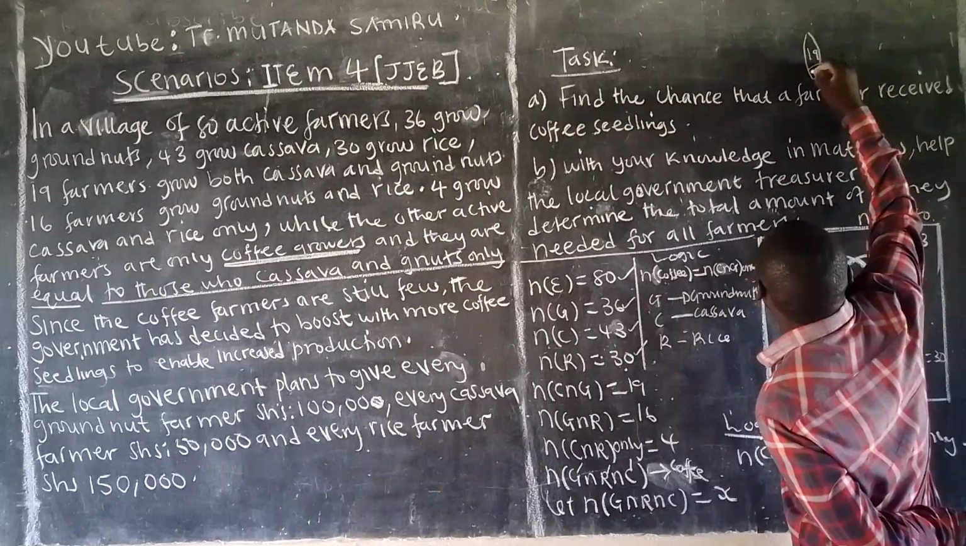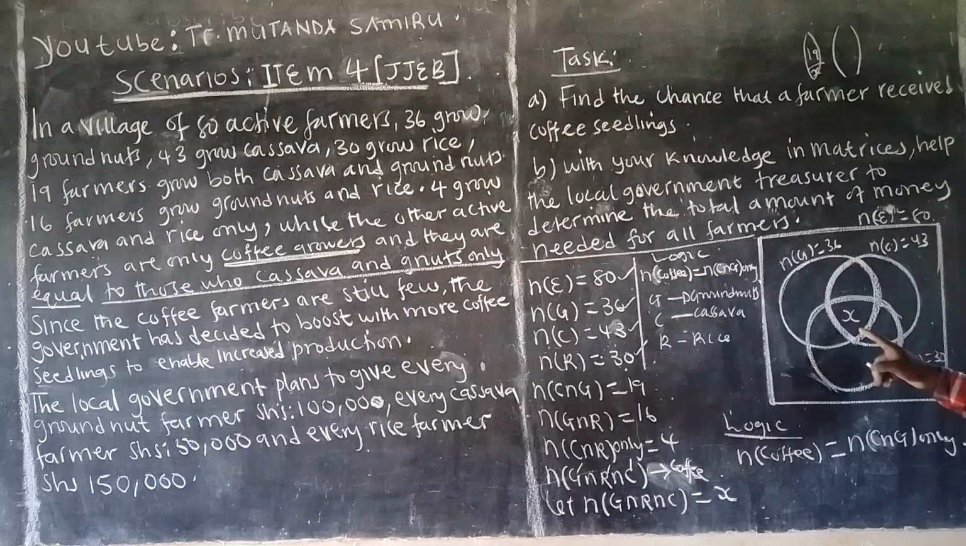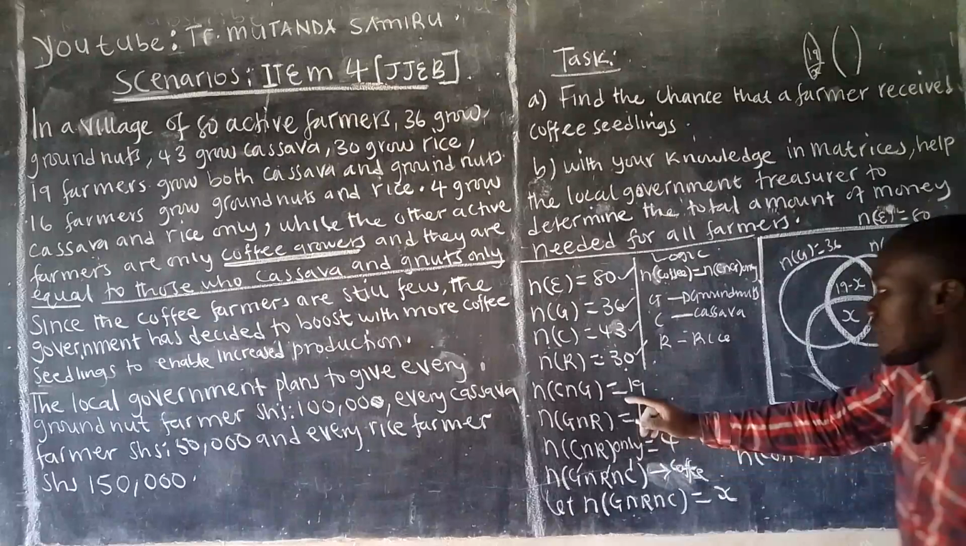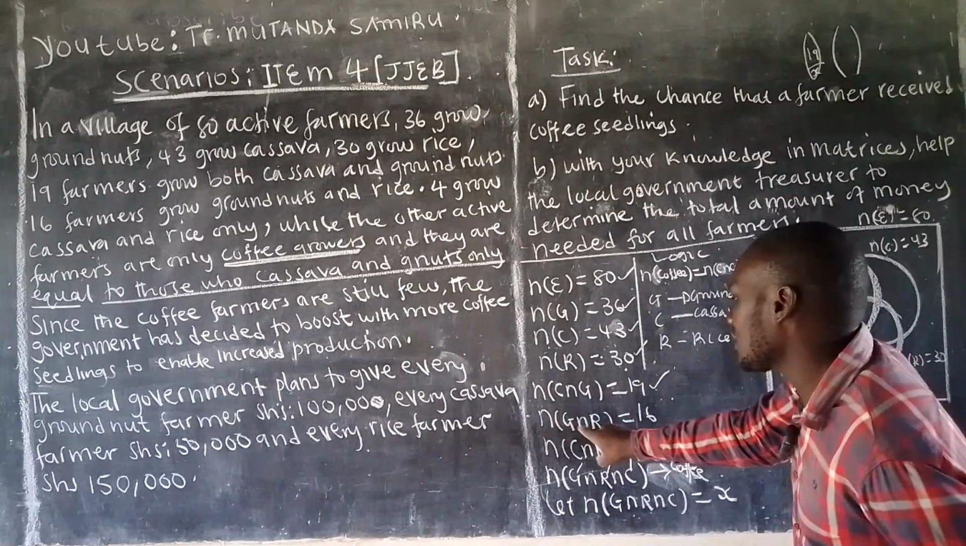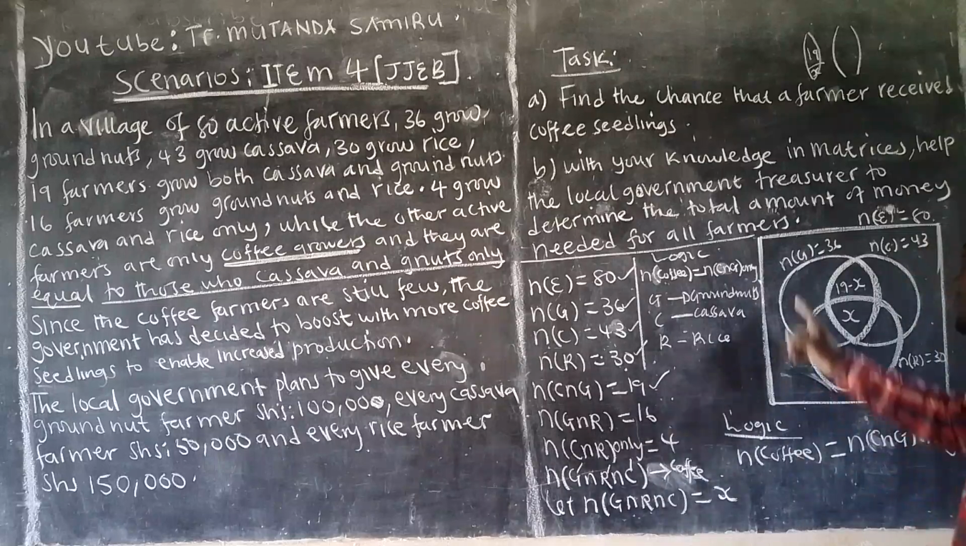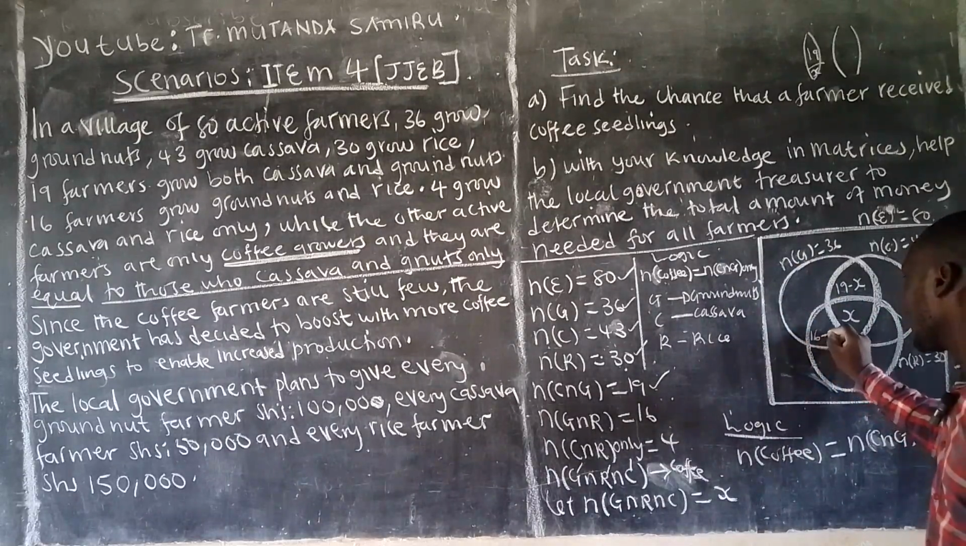But part of it is X, so in another version, we come and remove X from that 19. What will it be? Now here, part of the 19, I've removed the X. So you shall remain with 19 minus X. That is it. Done. Number in G intersection R. Here we are. They are 16, so that also will be 16 minus X.